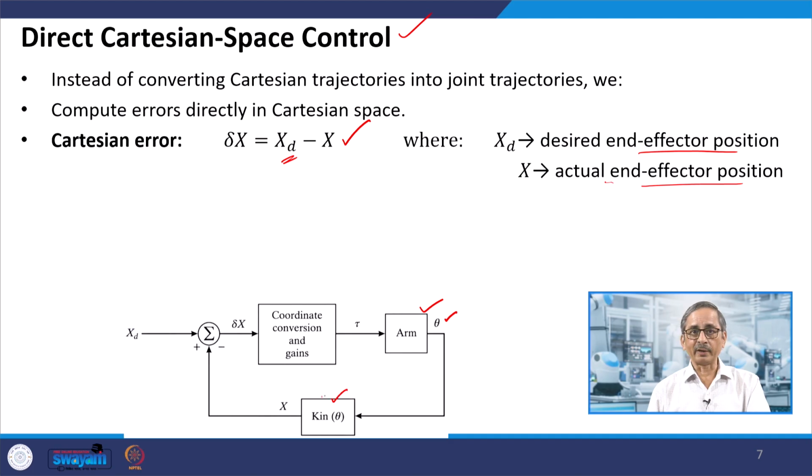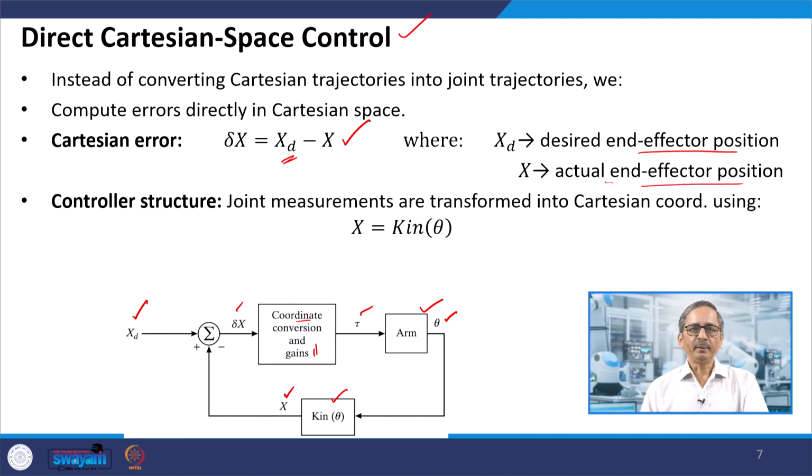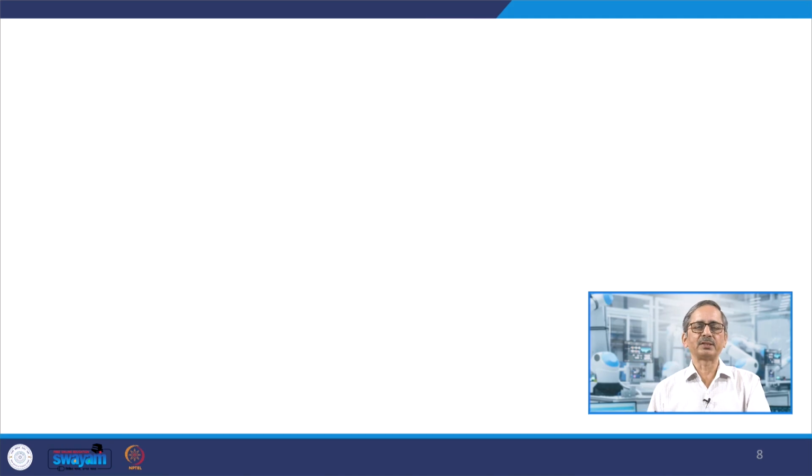Use the forward kinematics in order to get the end effector position, okay. And here you have the desired end effector position, alright. So, we send it through a comparator, we get the error, and then we could have the coordinate conversion and the gains, okay. And from that we get the torque, and that torque drives the arm, okay. So, this is how this is possible.